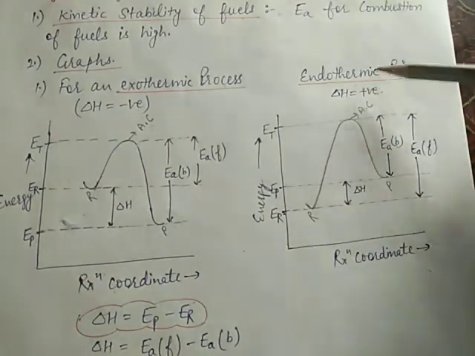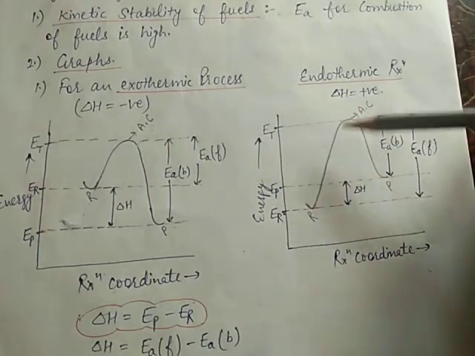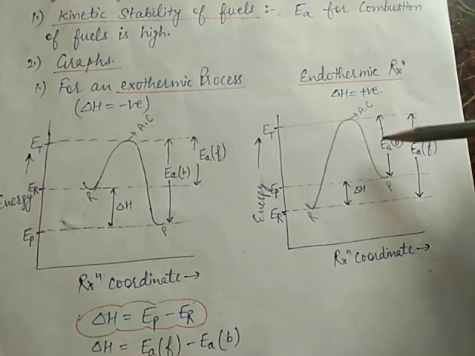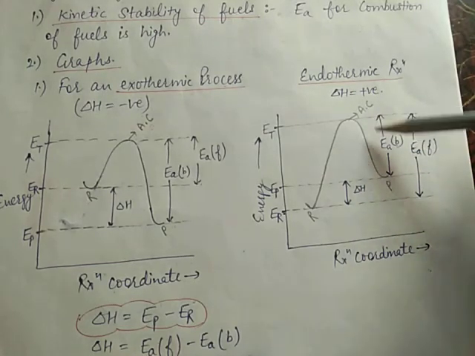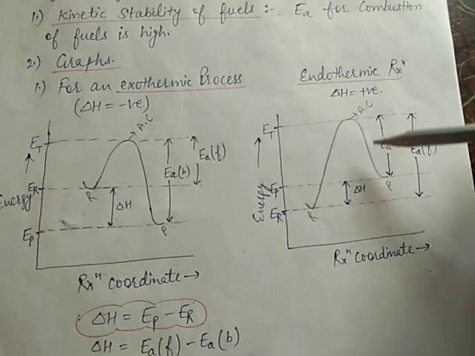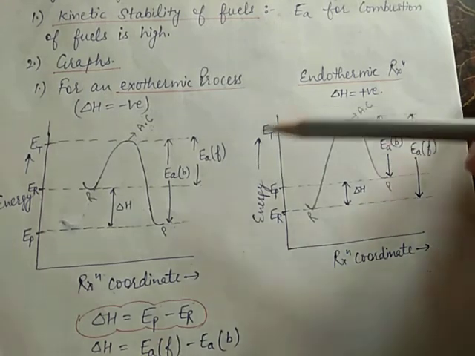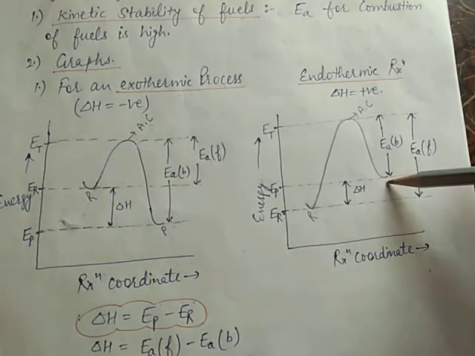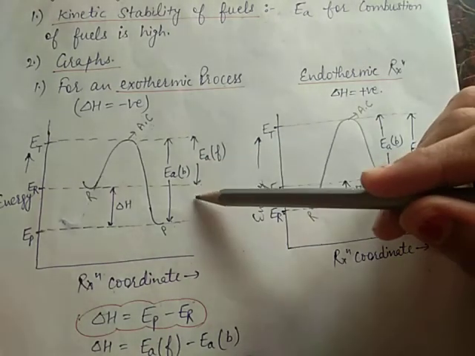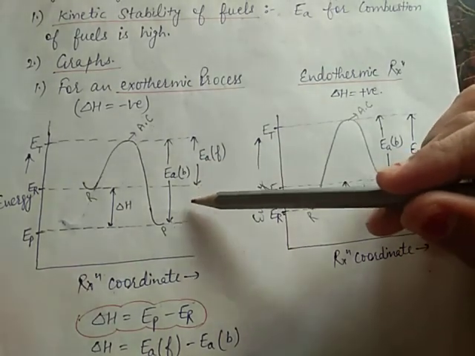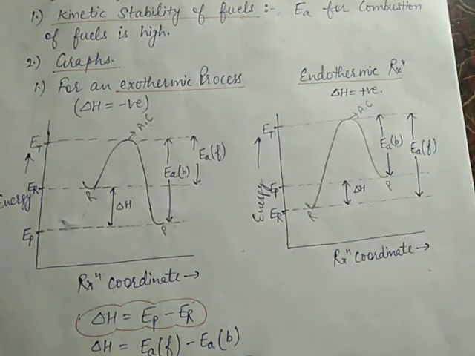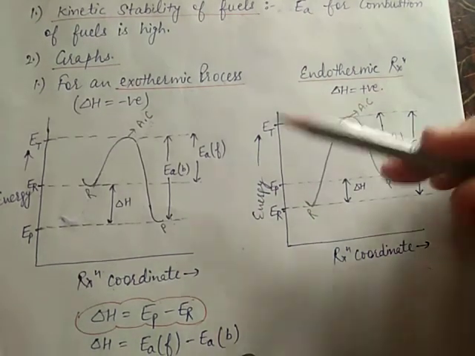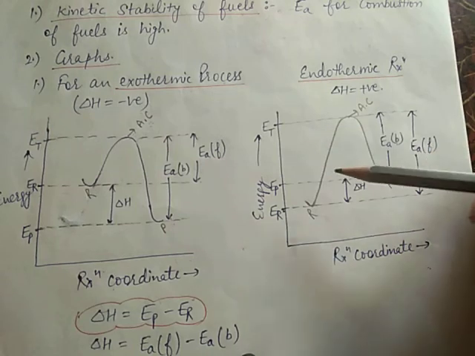But in case of endothermic reaction, here heat is absorbed, so the reaction is very fast and less activation energy is required as compared to this. So for fast reaction, activation energy is low. For slow reaction, activation energy is high. So these are the concepts of activation energy.